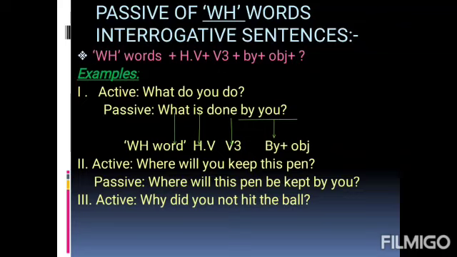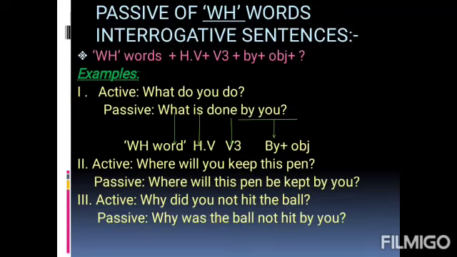Third example: why did you not hit the ball? Passive will be: why was the ball not hit by you? Usually we commit a mistake here, writing why the ball was not hit by you, but please make sure that the helping verb has to be written before the object, because in an interrogative sentence the helping verb comes before the object, which is made the subject now. So the helping verb is always before the subject. So why was the ball not hit by you?